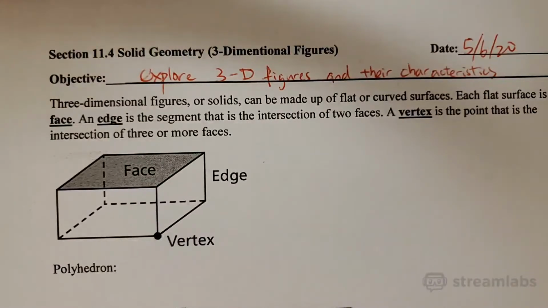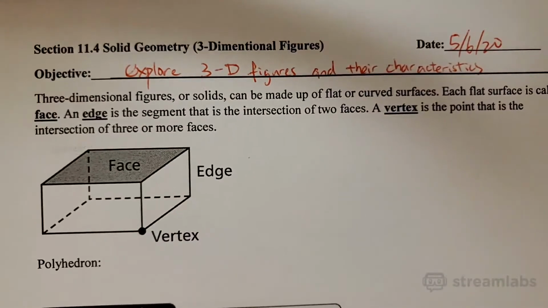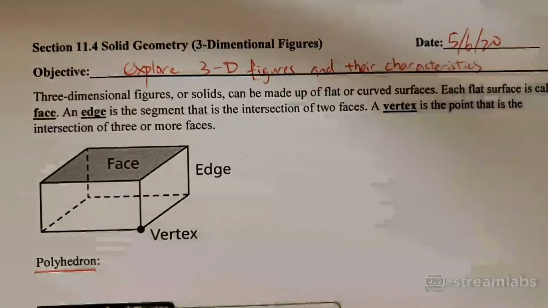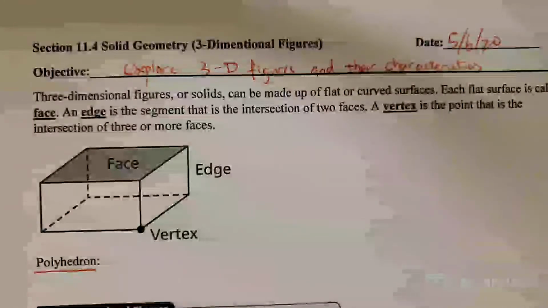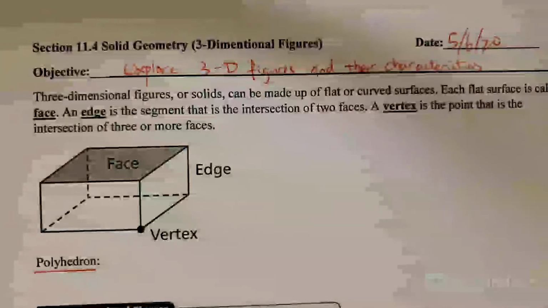So this is a typical three-dimensional figure we have, and sometimes we could have flat or curved surfaces. It depends on what you have, but that doesn't matter. What we're looking at today is mainly focused on a special type called polyhedron. What does the word polyhedron remind you of?